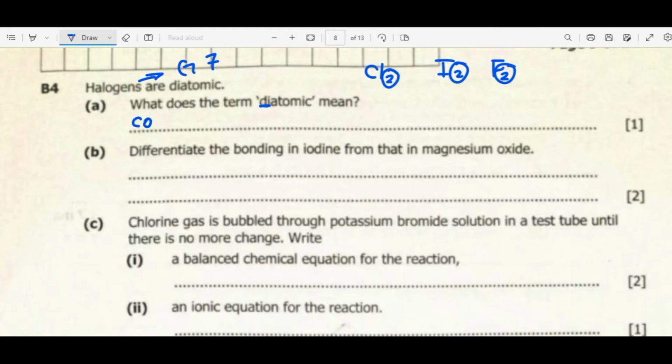So say consisting of 2 atoms of the same element.